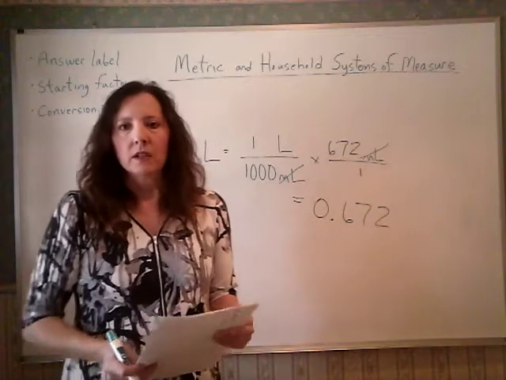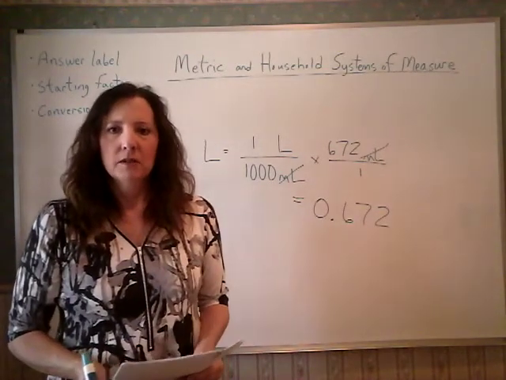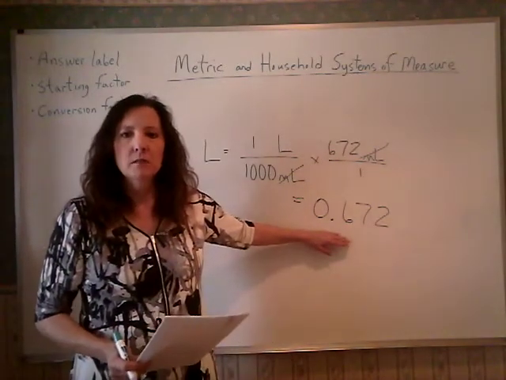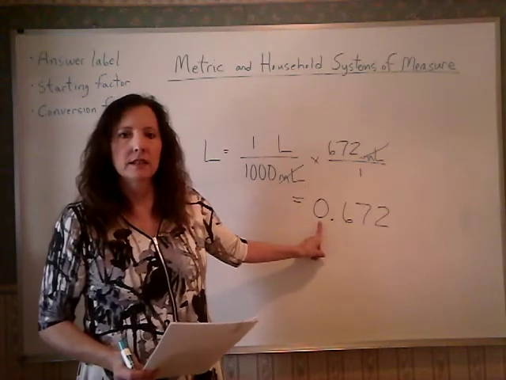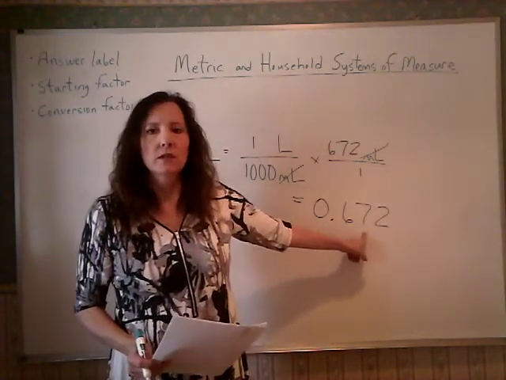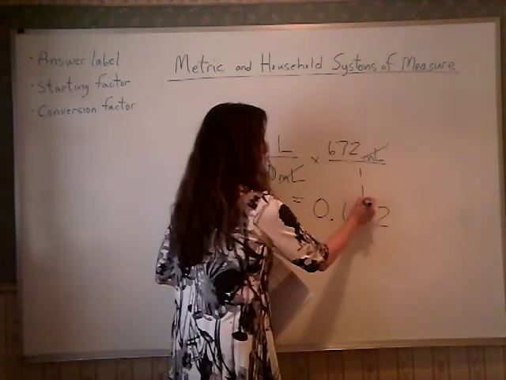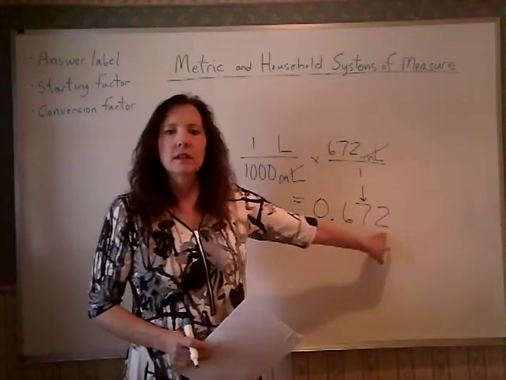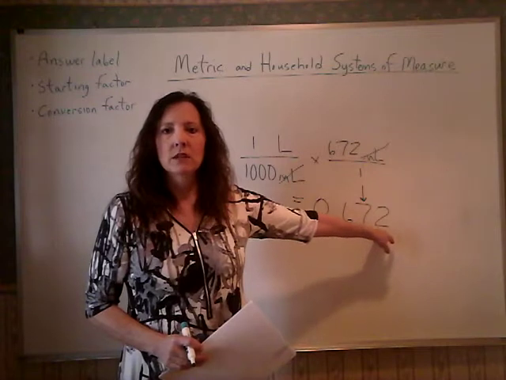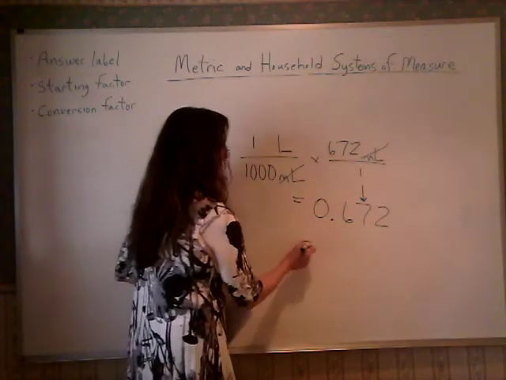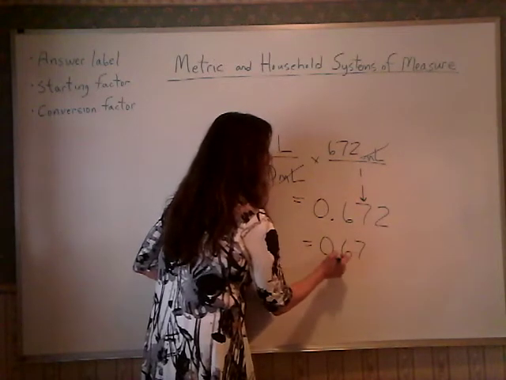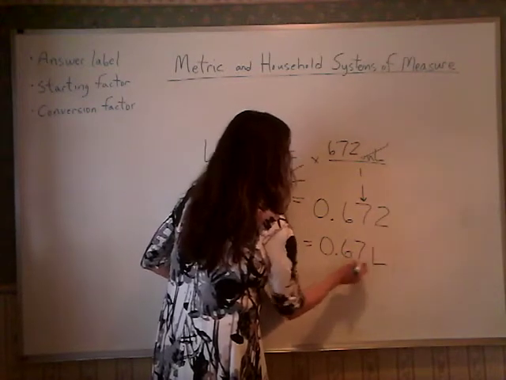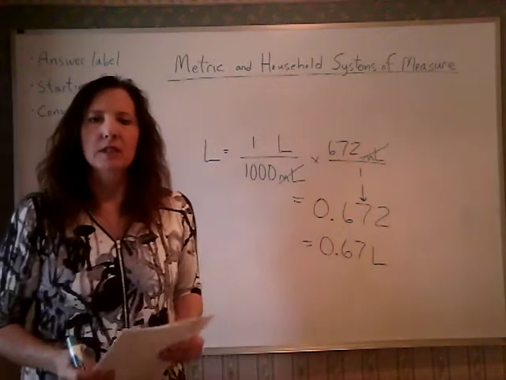0.672. If you look at the middle of the equivalency table, it tells you about rounding liquids. When it's less than 1 milliliter, and in this case it is, we round to the hundredths place. You look at the thousandths place, the number is less than 5, so we round down. 0.67 liters.